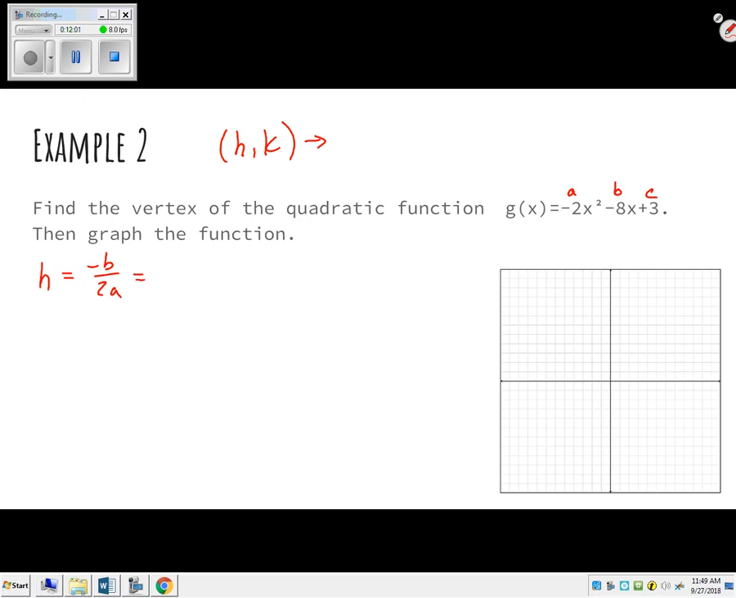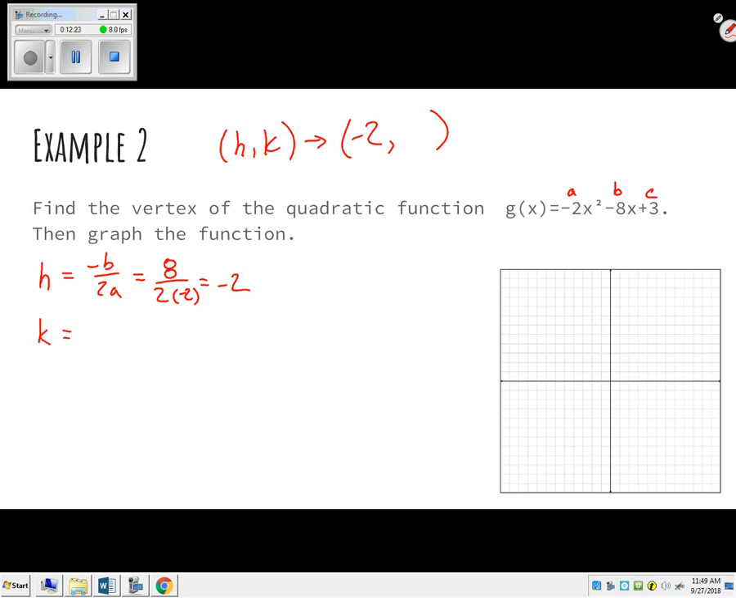My b is negative 8. So if I have a negative 8, that's going to give me a positive 8. And then 2 times a. A is negative 2. So 8 over negative 4 is negative 2. So my h coordinate is negative 2.